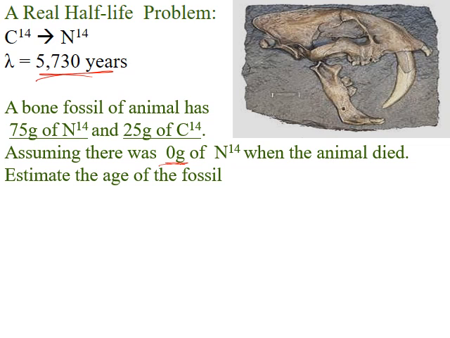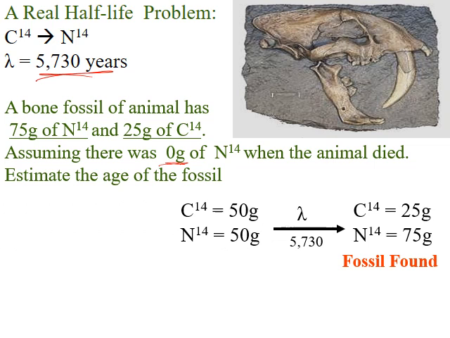And here's what I mean. We know we found the fossil with 25 grams of carbon-14 and 75 grams of nitrogen-14. Well, if we're going to go backwards, we have to go backwards in time. Because half-life always goes forwards in time, now because we're going backwards, we have to reverse the whole half-life situation. When we reverse that, we double the amount of the radioactive isotope. So the half-life just before this started with 50 grams of carbon-14 and 50 grams of nitrogen-14. That's the only way it could have worked.